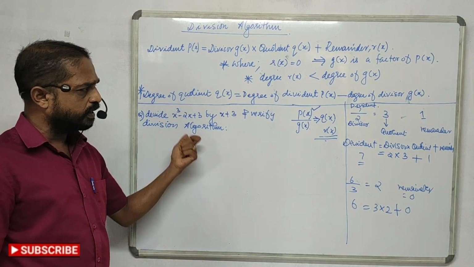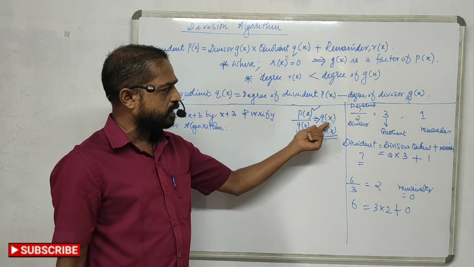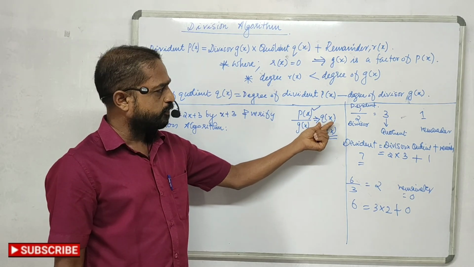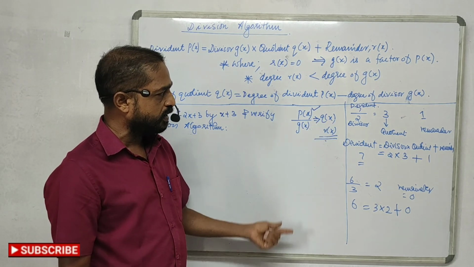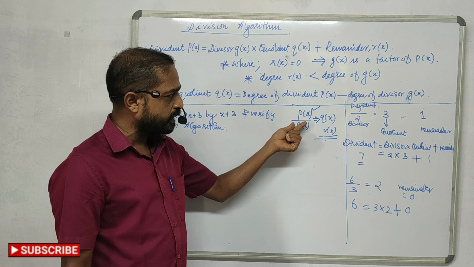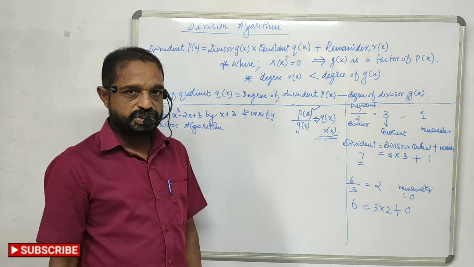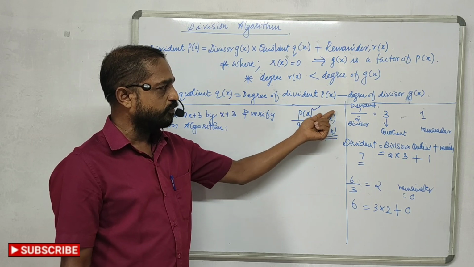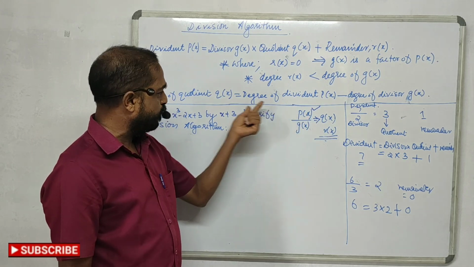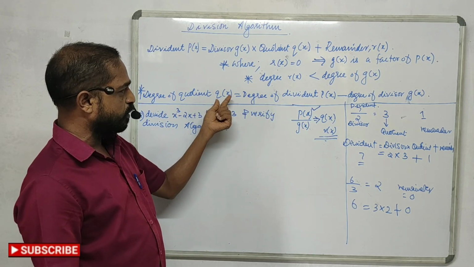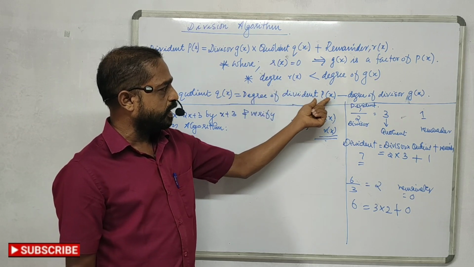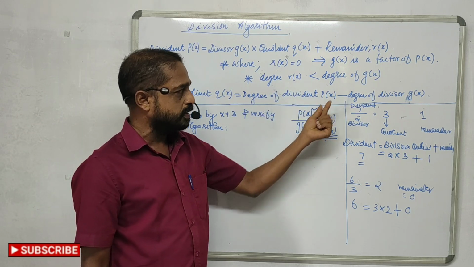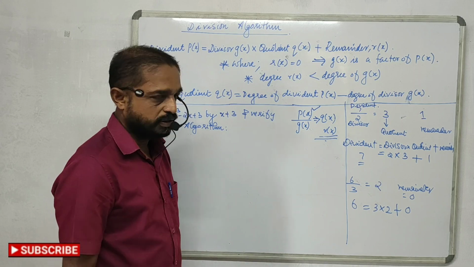And how will you find out the degree of the quotient in the case of polynomials? In the case of polynomials, the degree of the quotient will be degree of p of x minus degree of g of x. Correct? The degree of the quotient q of x will be the degree of the dividend p of x minus the degree of the divisor g of x.